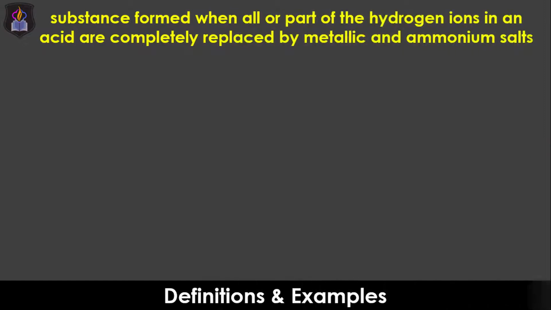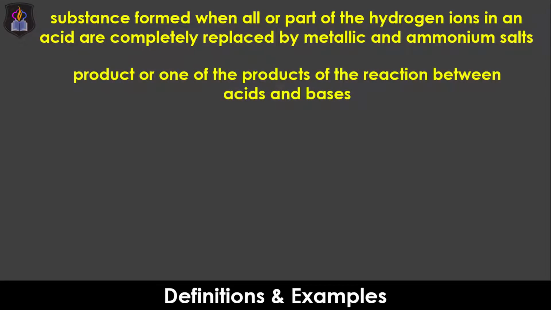A salt is a substance formed when all or part of the hydrogen ions in an acid are completely replaced by metallic and ammonium ions. It can also be defined as the product or one of the products of the reaction between acids and bases. To learn more about the definitions and properties of acids and bases, check the link in the description.